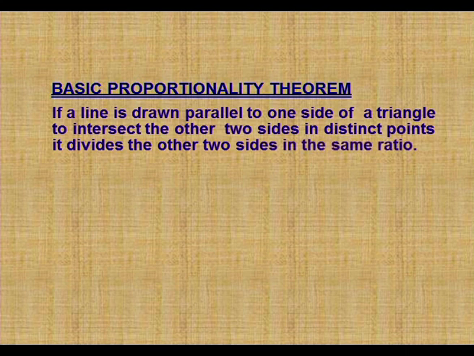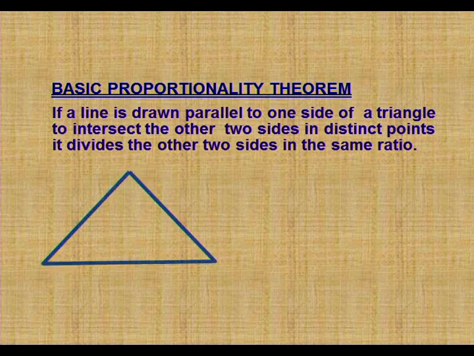See what is the first line? If a line is drawn parallel to one side of the triangle, let me take a triangle first here, and I am drawing a line parallel to a side of the given triangle ABC. And second, it intersects the other two sides in distinct points. This is one point and this is another point. Let me name them D and E.